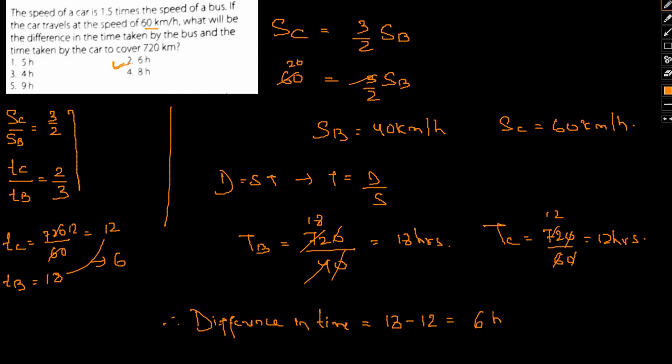One thing to be kept in mind is that when distance is constant, the speed ratio S1 by S2 will be basically the inverse of the time ratio, T2 by T1. Okay, they'll be inversely proportional because more speed, less time, less speed, more time. So simple logic behind that. Okay, so this is an important point.